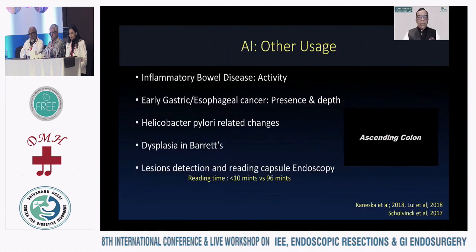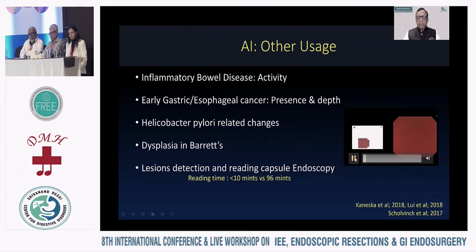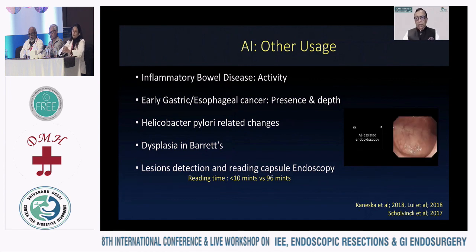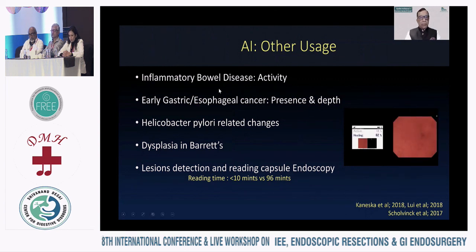What are the other areas where it has been used? It has been used in inflammatory bowel disease, and I'll just show you a very short video. So in this area of the colon, the artificial intelligence tells us that the disease is active, and in another area, it will tell you that the disease is healed with a probability of as high as 82%. So this is another promising area.